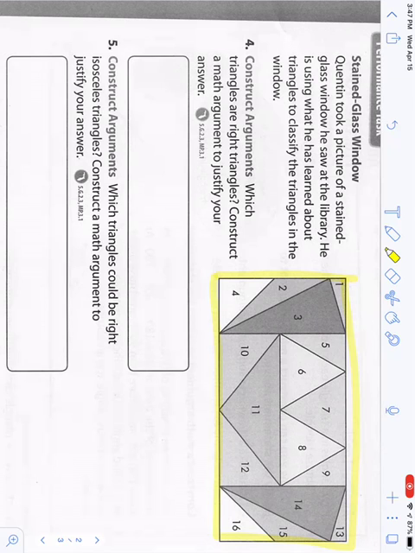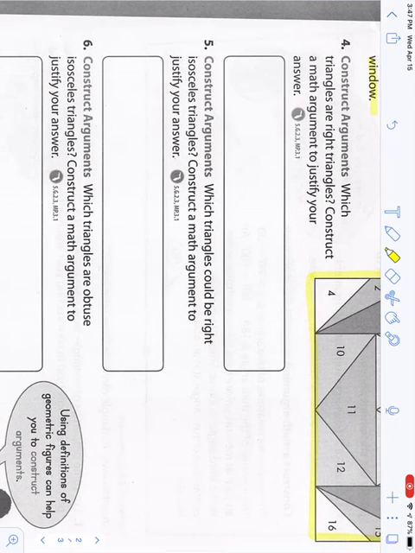It says, Quentin took a picture of a stained glass window that he saw at the library. He is using what he learned about triangles to classify the triangles in the window. Smart man, Quentin. All right, let's continue down to number 4. It says, which triangles are right triangles? Construct a math argument to justify your answer.